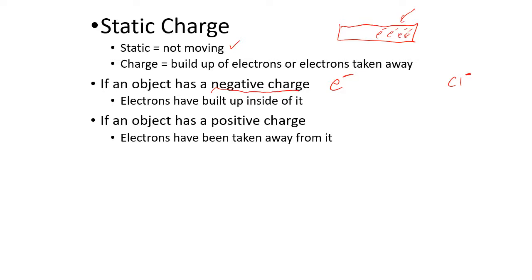If we had something like calcium and we had electrons taken away, that gives it a 2+ charge, just like in chemistry, and that makes it positive. So if an object has electrons taken away, it becomes positive. We're going to talk a lot about static electricity and go from there.